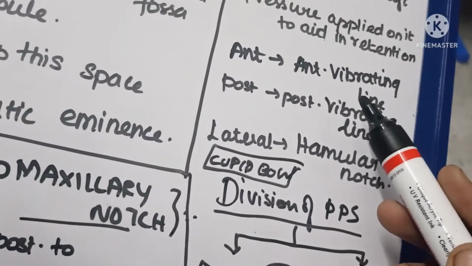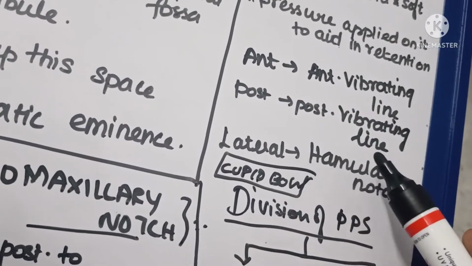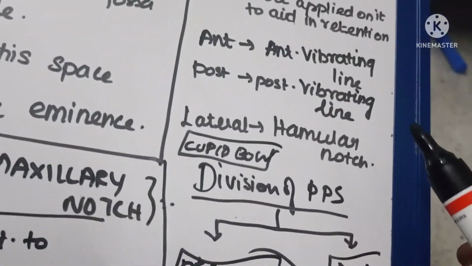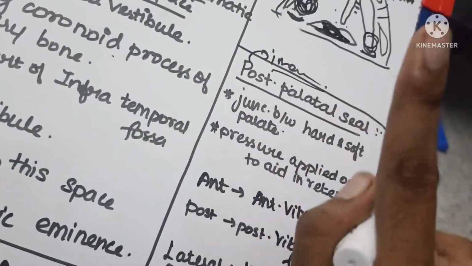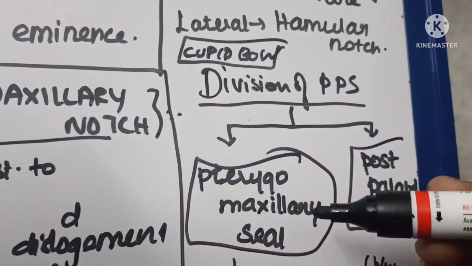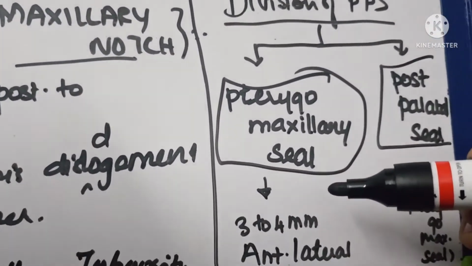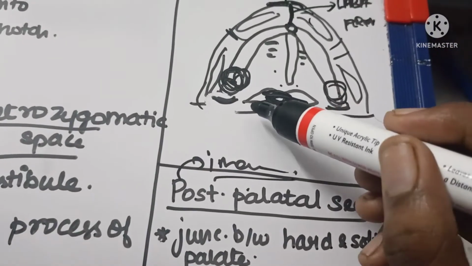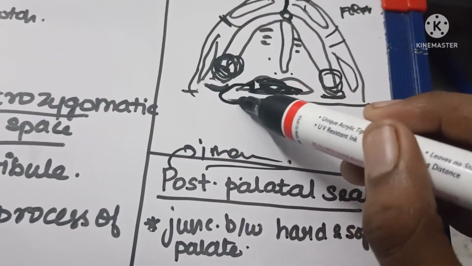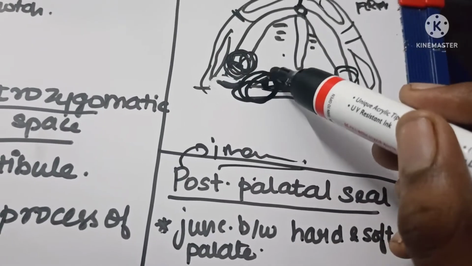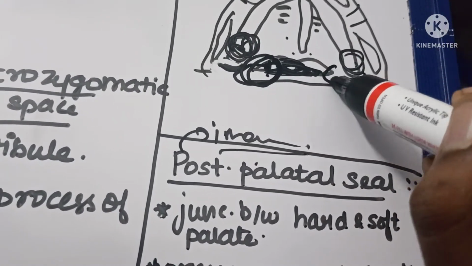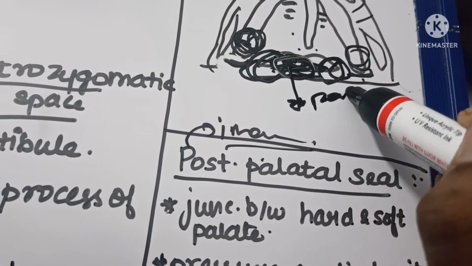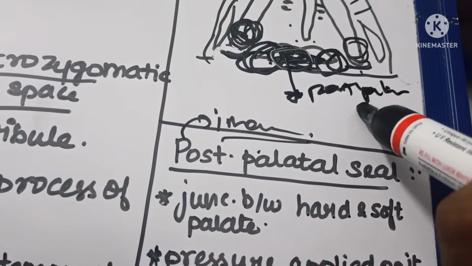So if you see, this extension is the anterior vibrating line, the posterior vibrating line, and laterally the hamular notch. This is actually cupid bow shaped, as you see here. This posterior palatal seal area can be divided into two: the pterygomaxillary seal and the postpalatal seal area. The pterygomaxillary seal area is 3 to 4 mm anterior lateral to the hamular notch, the part that is present near the hamular notch. This is also your pterygomaxillary seal area. The area in between is called your postpalatal seal area.